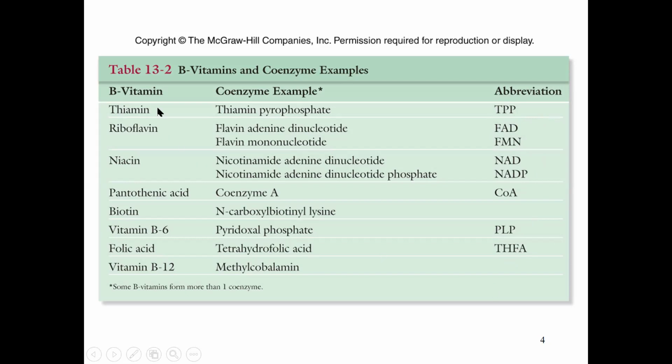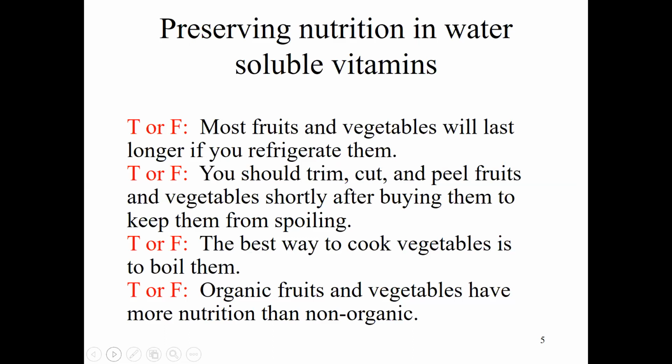So here's a nice list of our B vitamins: thiamine, riboflavin, niacin, pantothenic acid, biotin, vitamin B6, folic acid, and vitamin B12. And here's the corresponding name of the coenzyme, so an important function in the human body of that particular B vitamin. Another thing that's going to be confusing is that besides B6 and B12, none of them sound like B vitamins, but they are.